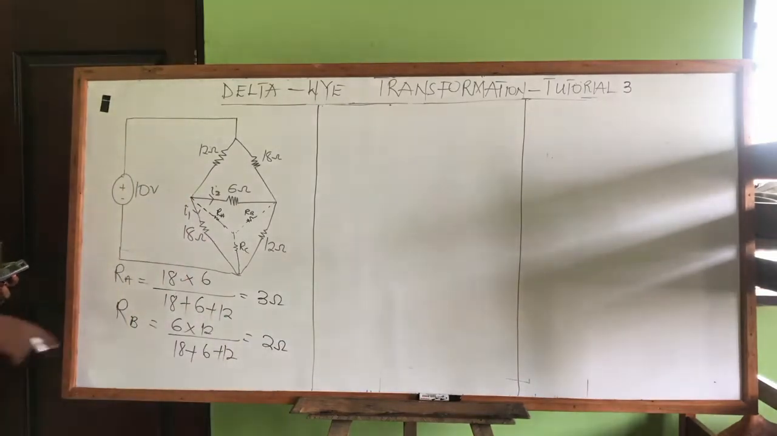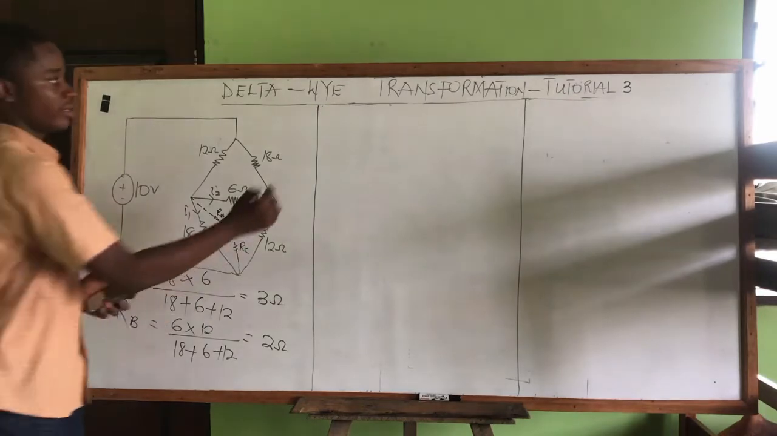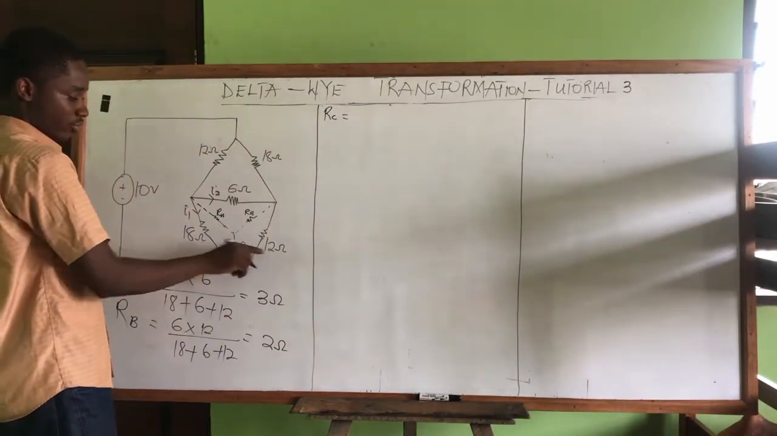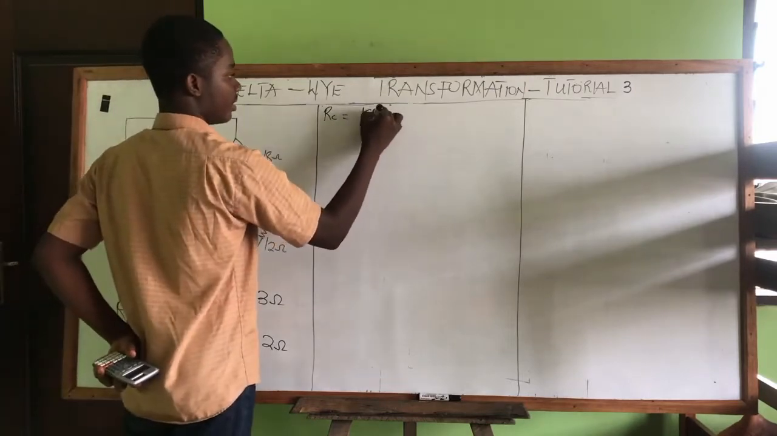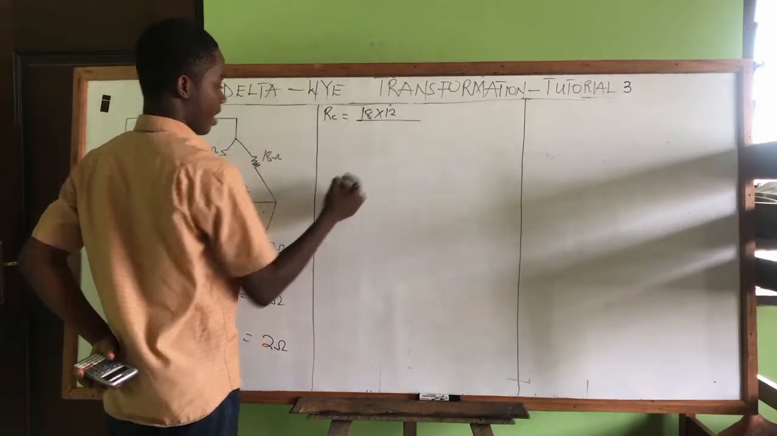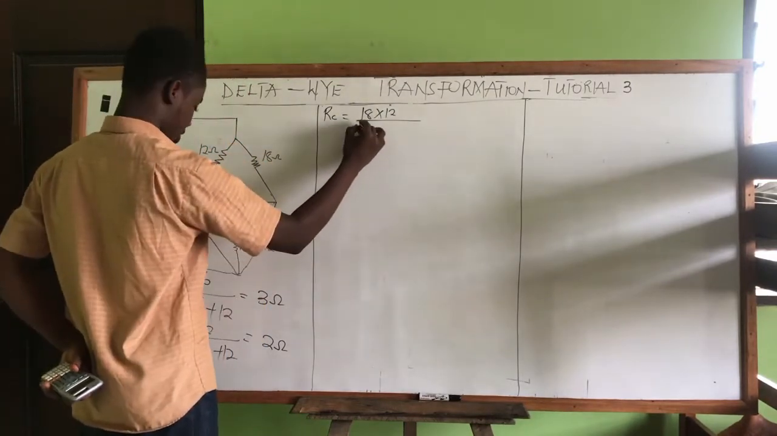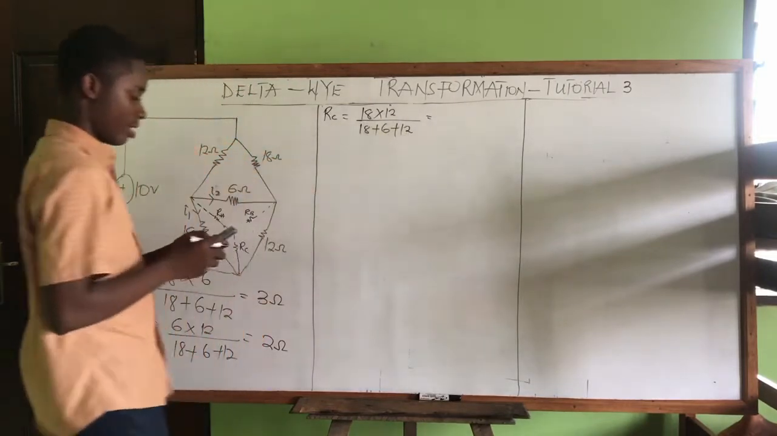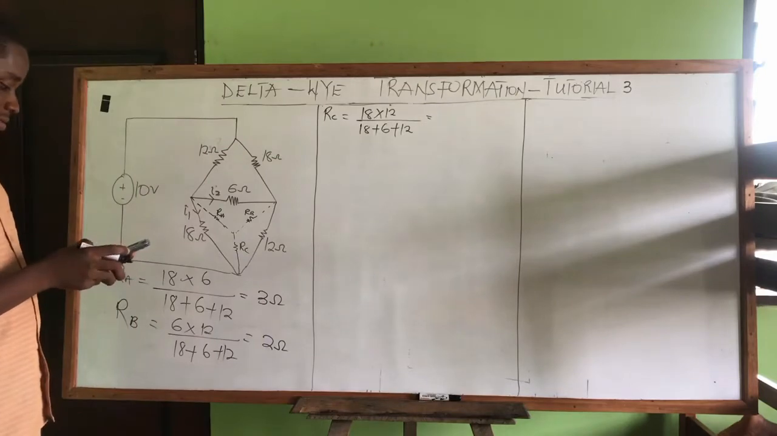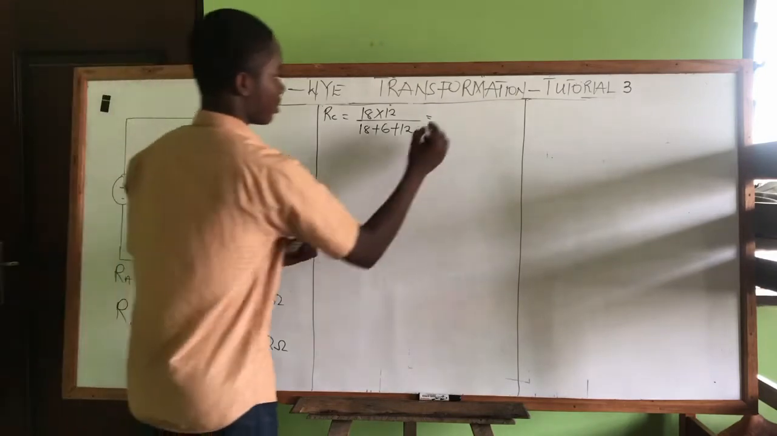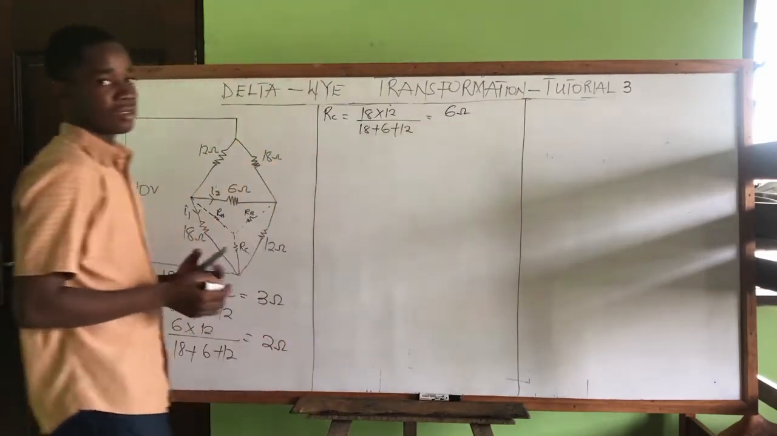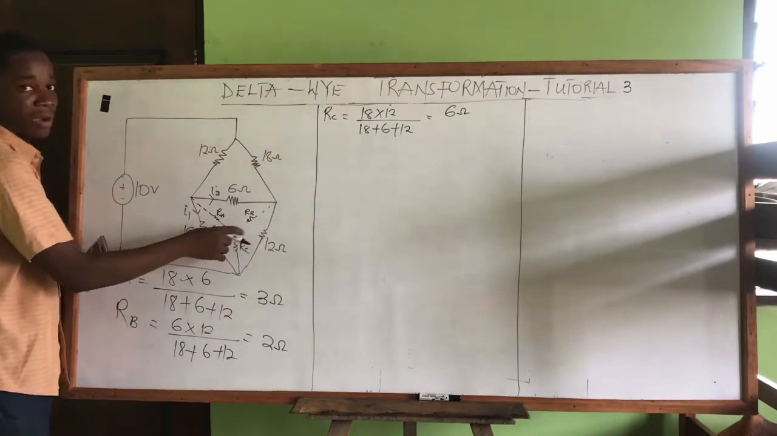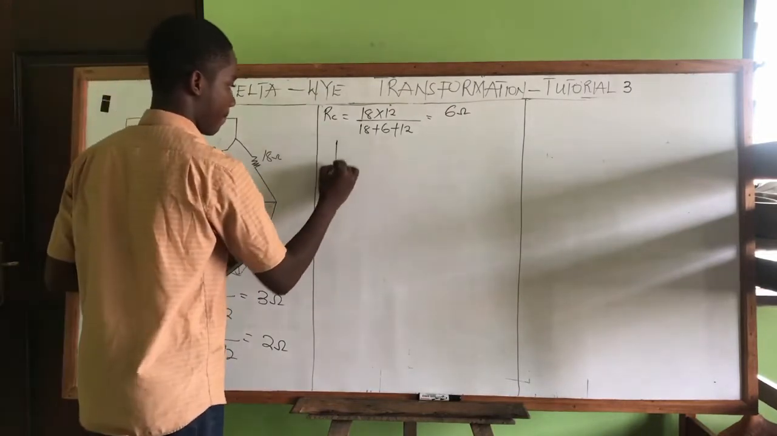The last value left is RC. RC is between these two, so 18 and 12, divided by the summation, which is 18 plus 6 plus 12. On our calculator we have 6 ohms. So now let's draw the circuit and replace the delta shape here by the Y.